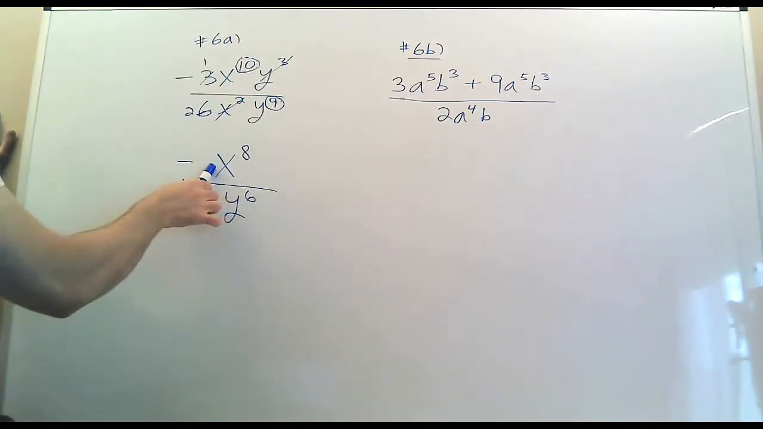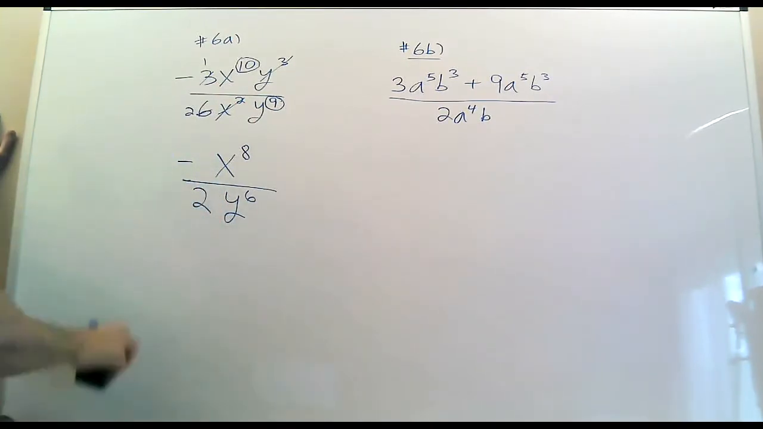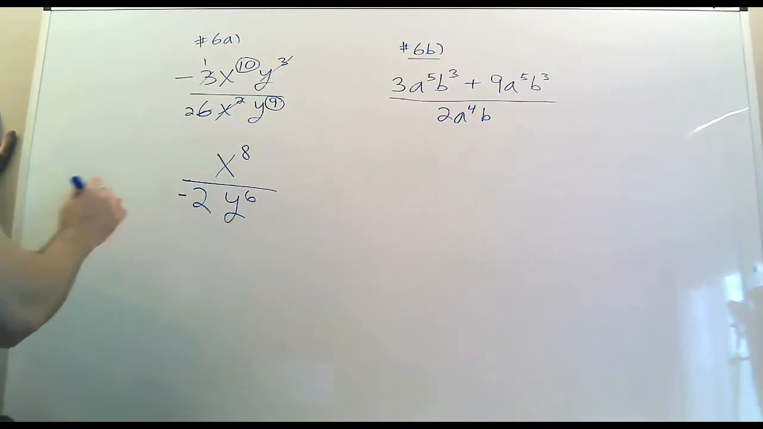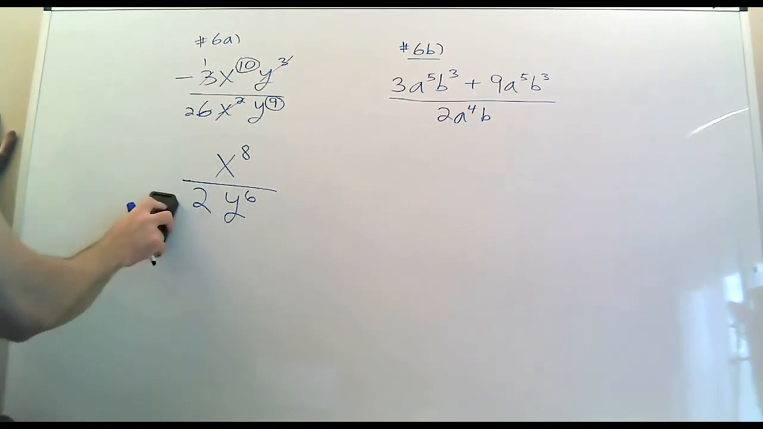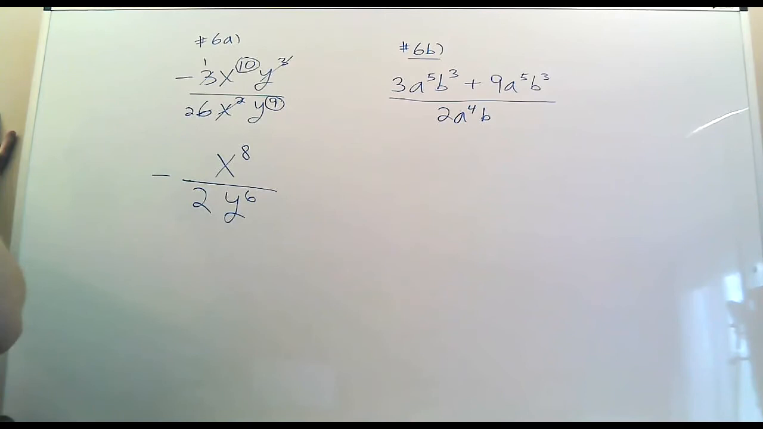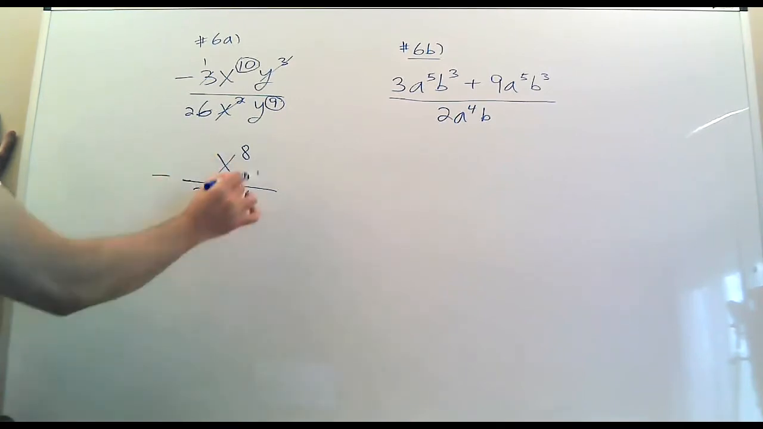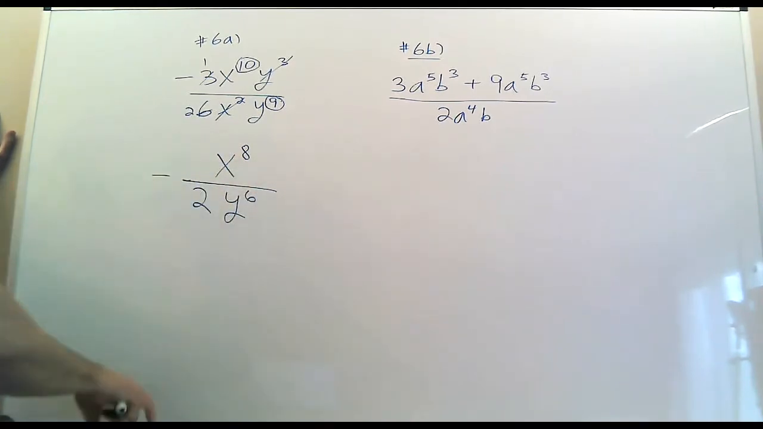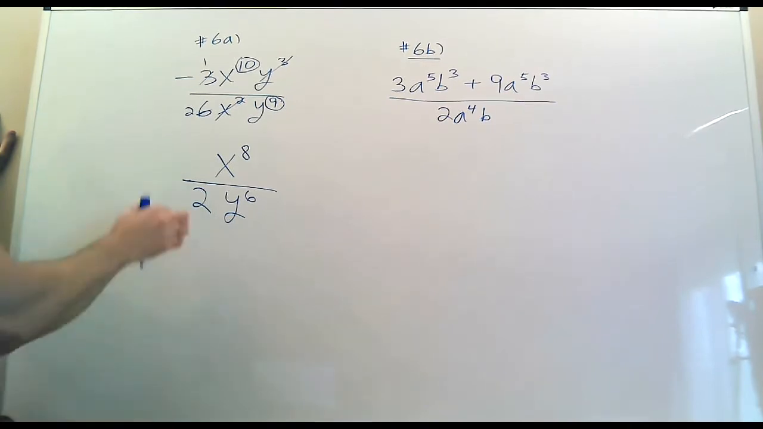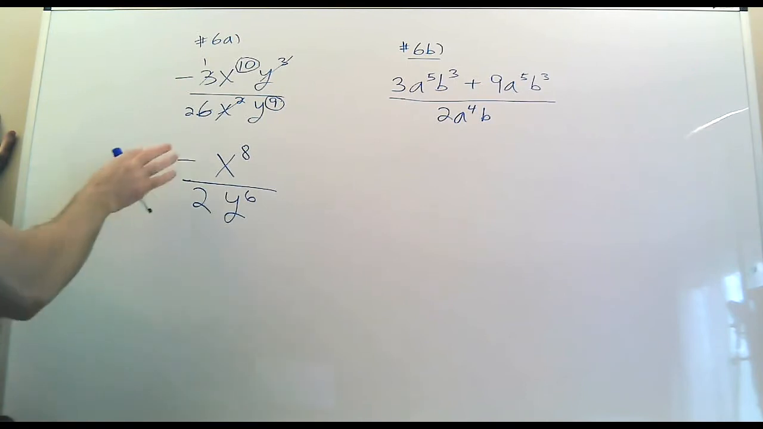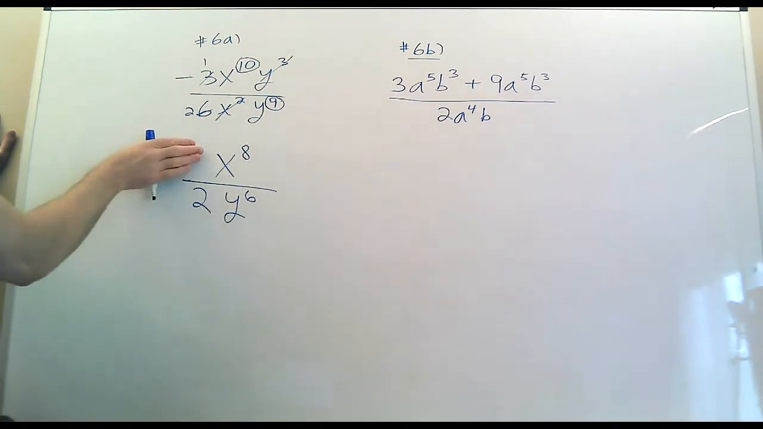So you get x^8 on top with the negative. If you don't like the negative there, you can put it here. If you don't like it there, you could put it there. Whatever. The point is that this fraction is negative. So wherever you feel like putting it, it was already on the top, so just leave it on the top. But it doesn't matter where it is, as long as it's there. Don't just not have it there, okay?